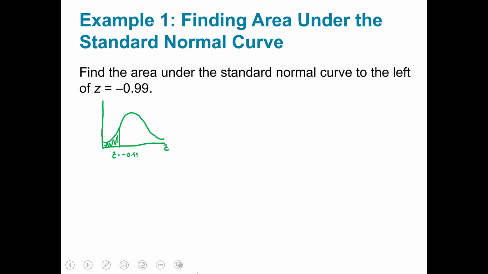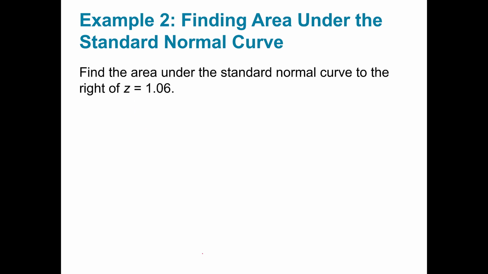So if we look this up on our table, you should get the area to the left being 0.1611. And so what we're really saying is the probability that z is less than or equal to negative 0.99 is 0.1611. So remember, to get that, you go on table A, the negative side of the z values, go down the first column to negative 0.9, and go across the top to 0.09.